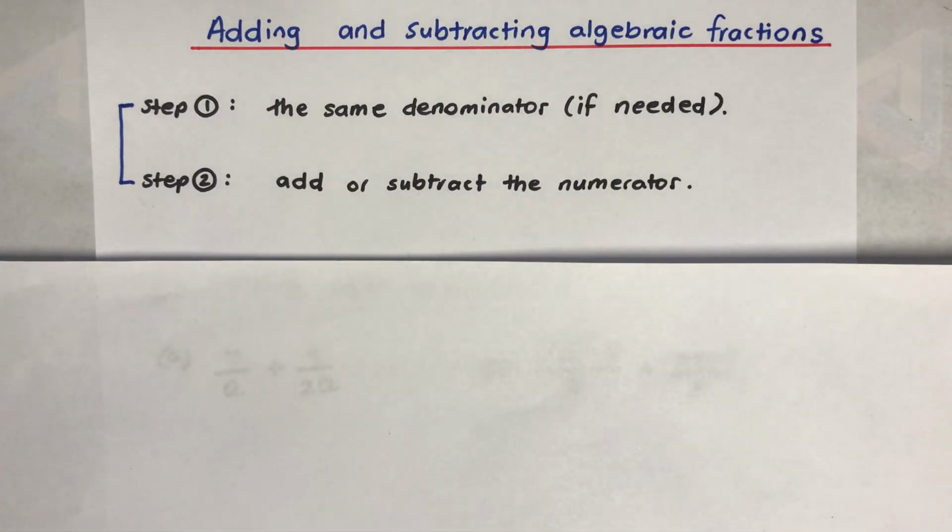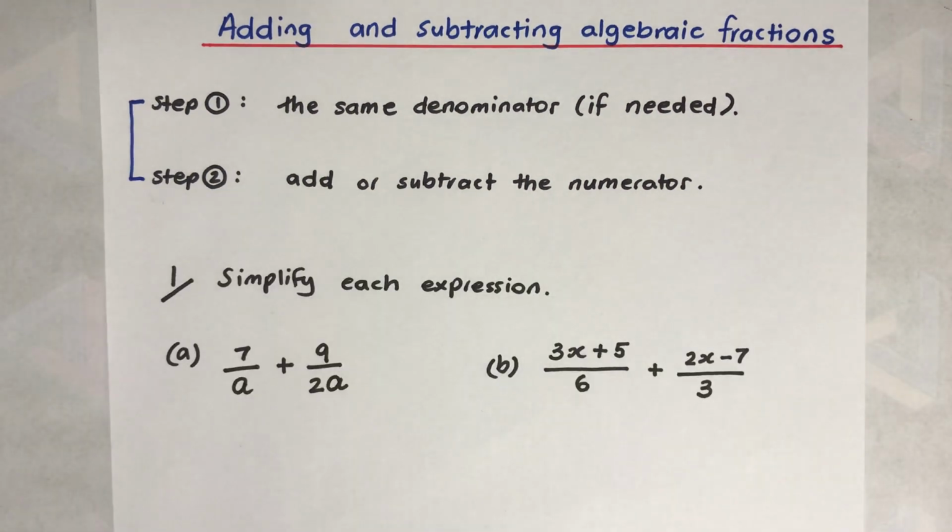Adding and subtracting algebraic fractions. There are two steps you need to think about before you actually solve it. Step one, if the fractions don't have the same denominator, you need to change them to the same denominator. Step two, after you've got the same denominator, all you have to do is add or subtract the numerators. That's all. All right, let's start the questions.